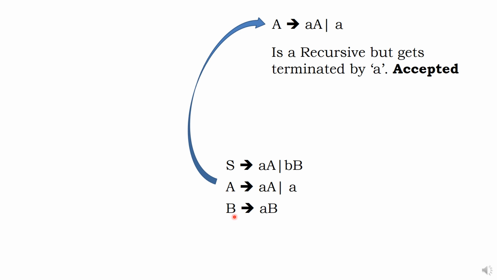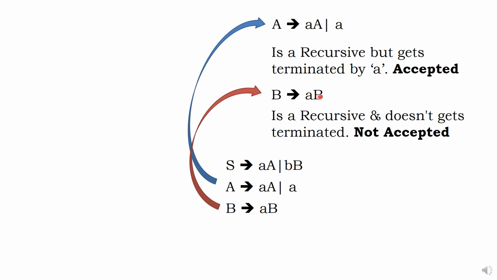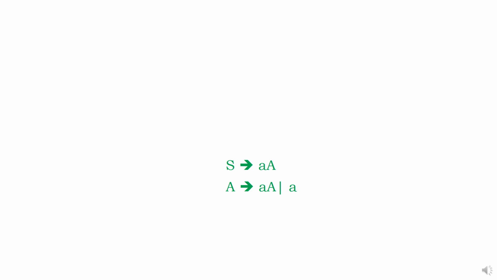Now, let us look at this particular term. B gives AB, again B gives AB, again B gives AB. Is it terminating? No, it is not at all terminating. Here it is terminated by small letter a. Here it is not terminating. So this B is not accepted. Conclusion, this B gives AB is not accepted. Obviously this B also is not accepted. So we conclude that these two can be eliminated. Hence, this is the final work we are having. This is your simplified production rule.